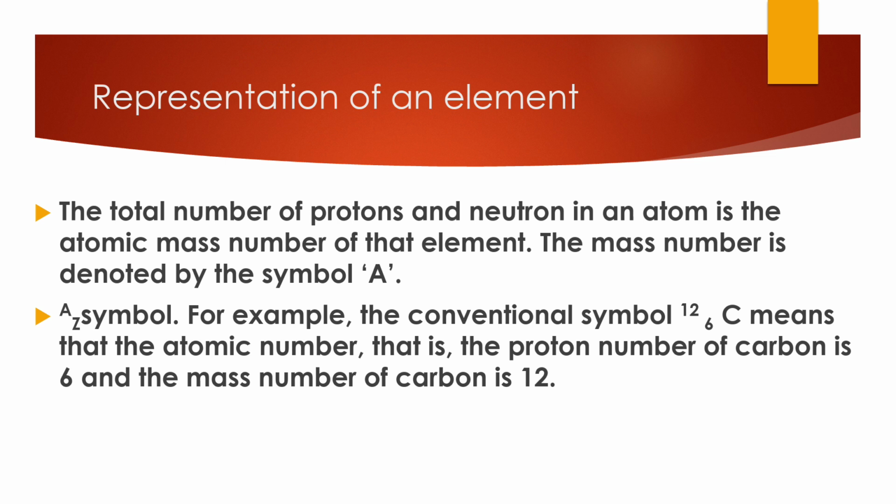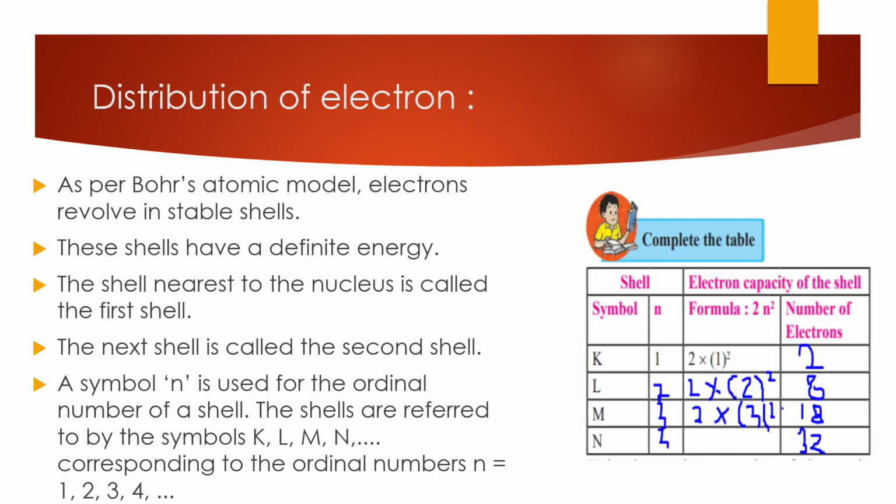So here the proton number of carbon is 6 and the mass number of carbon is 12. Atomic number is the number of protons present in the nucleus, and mass number is the number of protons plus the number of neutrons.